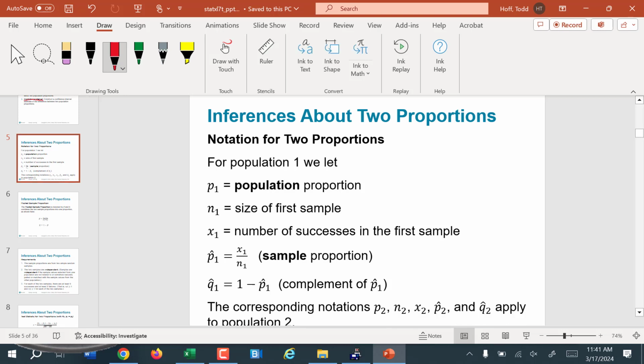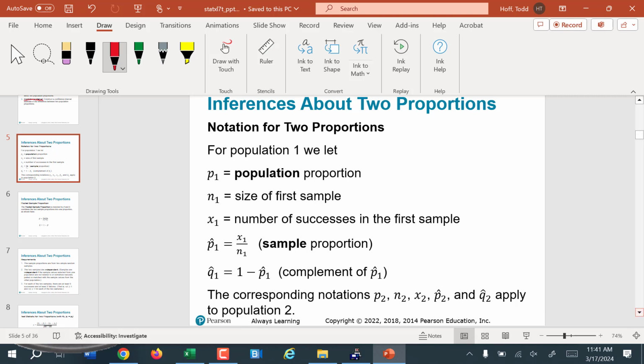So some of our notation that we need to make sure we're looking at here. For the first population, remember we're comparing two populations here. P1 is the population proportion. Of course, we don't know that because that's what we're trying to estimate in our tests. N1 is the size of the sample from population 1. And X1 is the number of successes in that first sample. So P hat 1 is the sample proportion, so that's X1 divided by N1. And Q hat 1 is just 1 minus P hat 1. It's the complement of the sample proportion for sample 1. And then, of course, for population 2, we do all those again, just with a 2 instead of a 1.